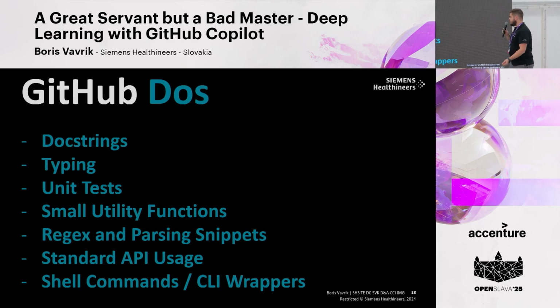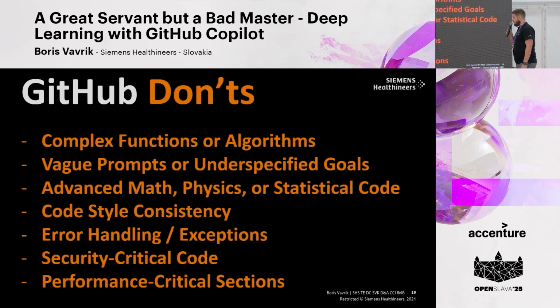It's docstrings, typing, unit tests, maybe some small utility functions that you can validate easily. What I do not recommend GitHub Copilot for is anything that is critical. Cybersecurity, complex functions or algorithms, or especially math, physics, as I can say because I do a lot of physics, or any kind of statistics.